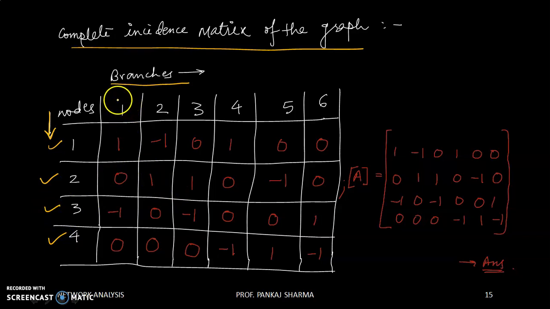What was the number of branches? It was having 6 number of branches: 1, 2, 3, 4, 5, 6. Write it like here.